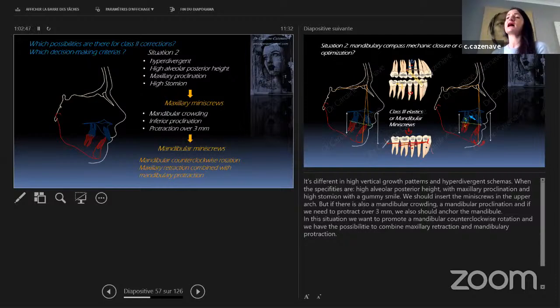It's different in high vertical growth patterns and hypodivergent patterns. When the specificities are high alveolar posterior height with maxillary proconation and high stomion with a gummy smile, you should insert the mini screws in the upper arch. But if there is also mandibular crowding, a mandibular proconation, and if we need to protect over 3 millimeters, we also should anchor the mandible. In this situation, we want to promote mandibular counterclockwise rotation, and we have the possibility to combine maxillary retraction and mandibular protection.